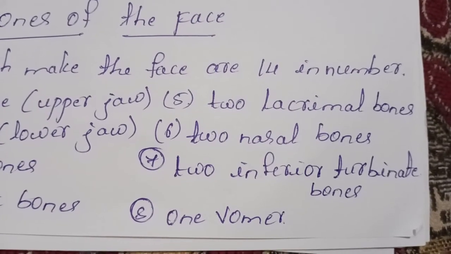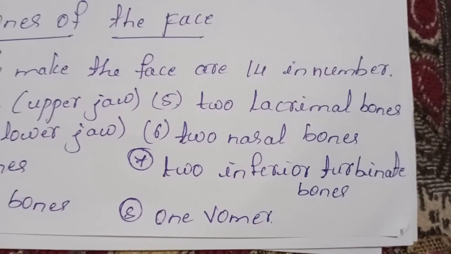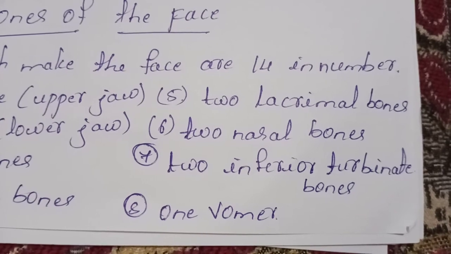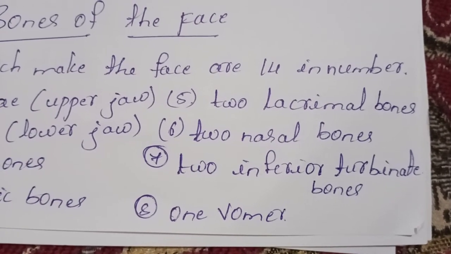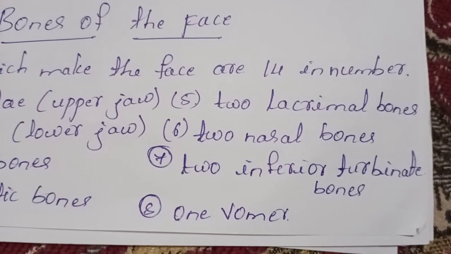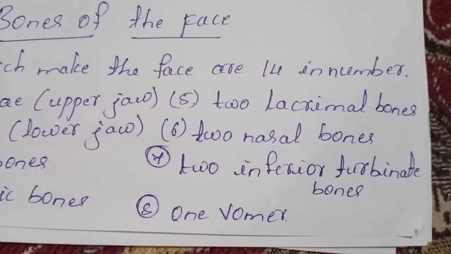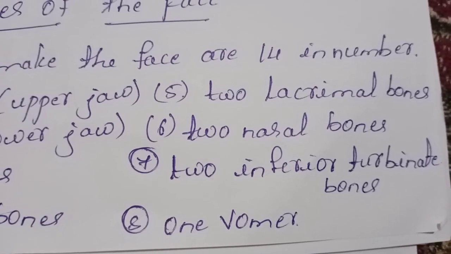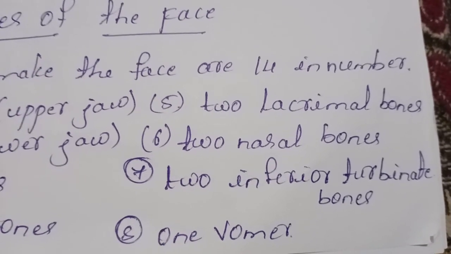Next, lacrimal bones. They are 2 in number, found in the interior of the orbit. It contains the lacrimal sac which secretes the lacrimal fluid. Nasal bones. They are 2 in number. They form the nasal bridge.